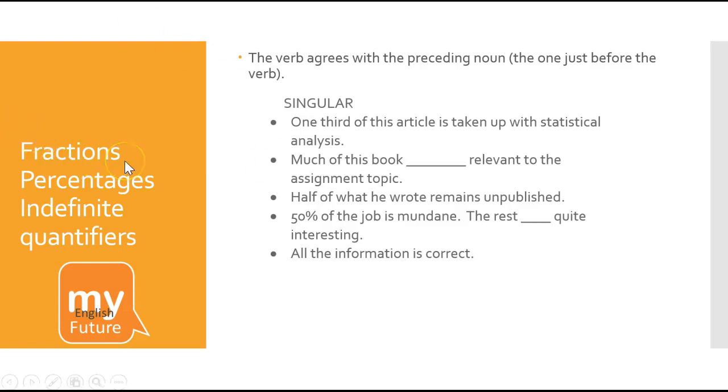What about fractions like 1/2, percentages, 50%, and other indefinite quantifiers like some and all and much and many? In these sentences, the verb agrees with the noun just before the verb. The verb here is taken, and look at the noun before. It's singular, this article. In the second sentence, much of this book. So ignore much, it doesn't matter. Look at this one, singular. Much of this book is relevant to the assignment topic.